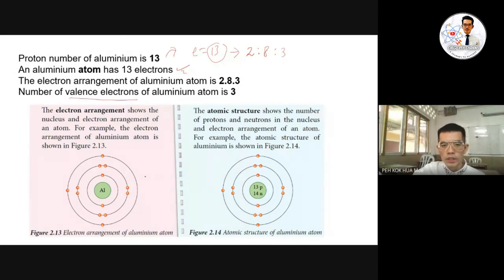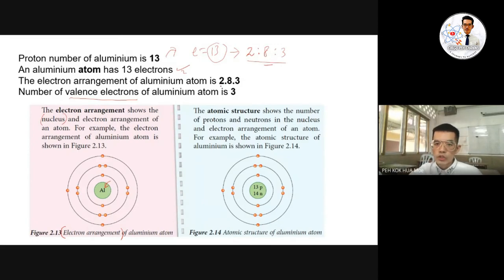Here we have two different figures. Figure 2.13 represents the electron arrangement, where the nucleus does not mention the number of protons and neutrons. For the electron arrangement, we show the nucleus and the electron arrangement. For example, for aluminium, we just give the symbol for aluminium at the center, and then we arrange the electrons according to our rule: 2, 8, 3, as discussed just now.